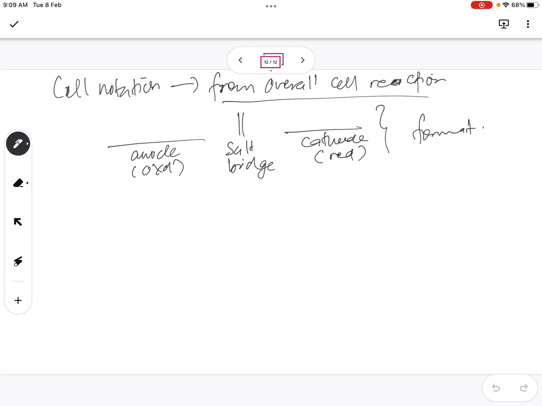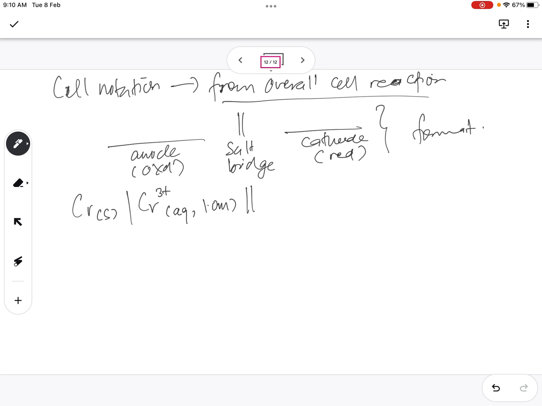So chromium, dia kena mula dengan solid. Chromium solid slash. Slash itu dikenali sebagai boundary, sempadan antara dua fasa. Boundary between two phase, the solid and the aqueous. So the aqueous is Cr3+ aqueous, 1.0 molar, close bracket. Okay, kemudian salt bridge. Salt bridge tak payah label. No need to label. Even boundary pun tak payah label. Ini untuk first time lah kita belajar.